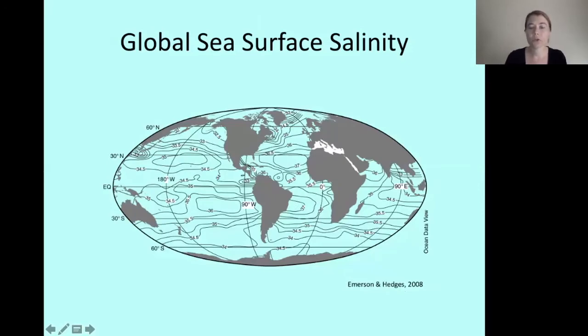And so we can visualize this looking at the global sea surface salinity, and you see that same trend. We see about 37 practical salinity units here. Way up here in the Arctic, it's 32. So you can see that trend holding true throughout the world ocean.